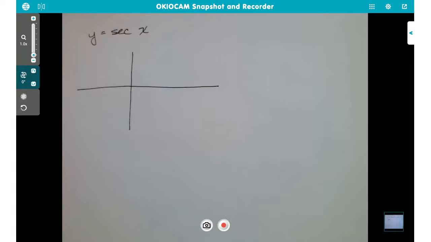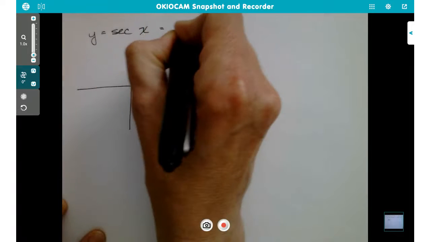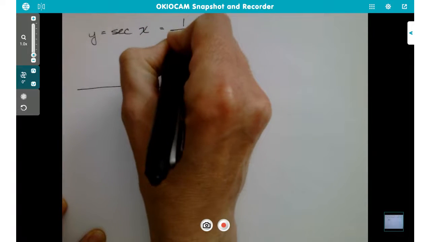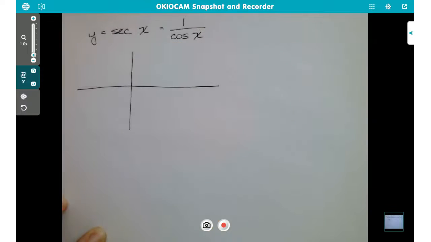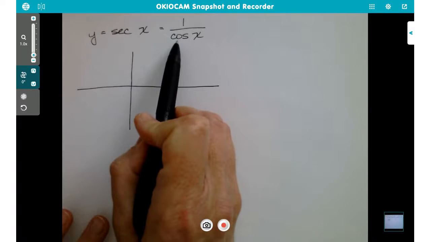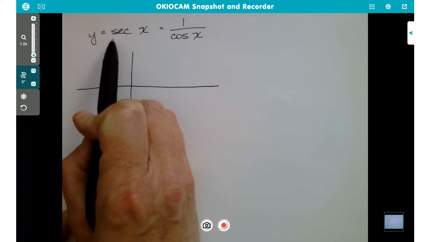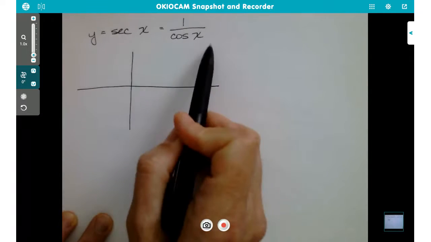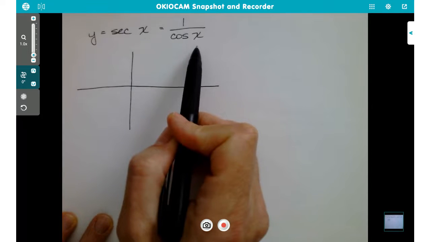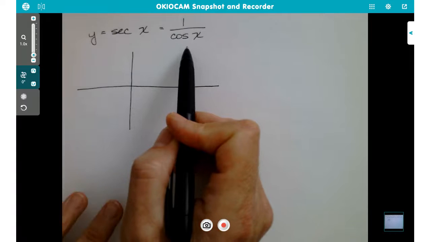Let's look at the graph of this secant function. We define the secant function as the reciprocal of the cosine. Like the tangent before it, or after it, depending if you watched that one or not yet, the secant is going to be undefined where the cosine is 0. Can't have 0 in the denominator, so the secant is going to be undefined where the cosine is 0.